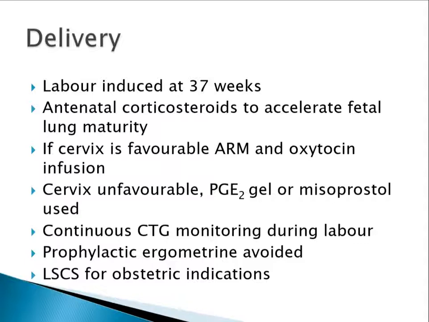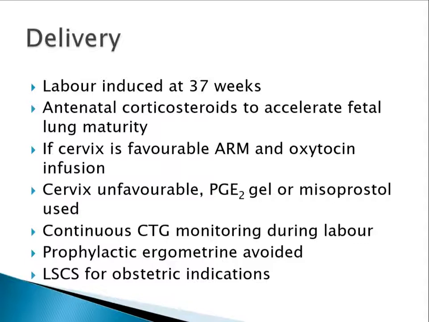If the cervix is favorable, you can do an ARM and oxytocin infusion. If the cervix is unfavorable, that means if the Bishop score is less than 5. You all know what the Bishop score is. Some parameters are taken for the condition of the cervix. I will not go into the detail. Please look it up in the books.